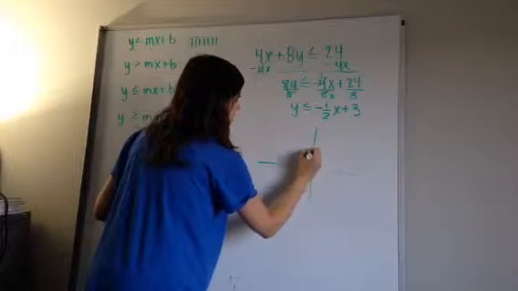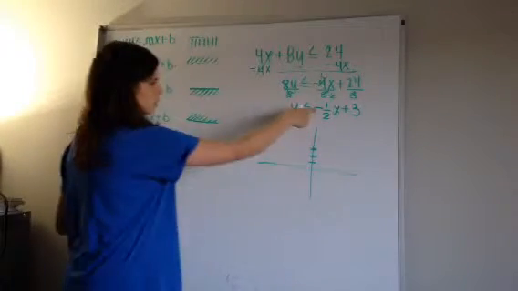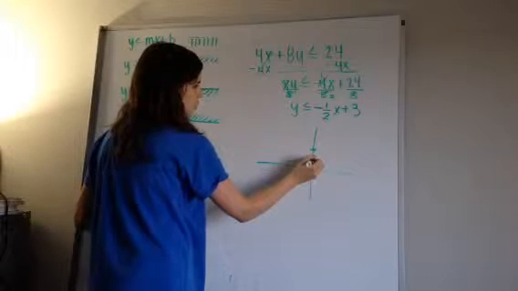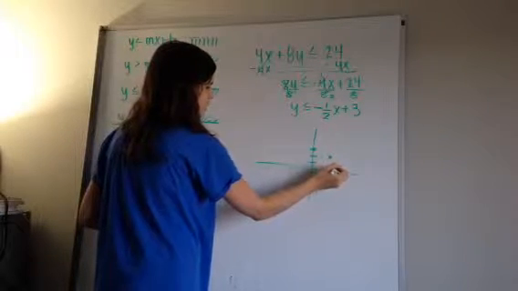So I'm going to go up 1, 2, 3. And then my slope is negative 1/2, so down 1 and always right 2. I always do that.